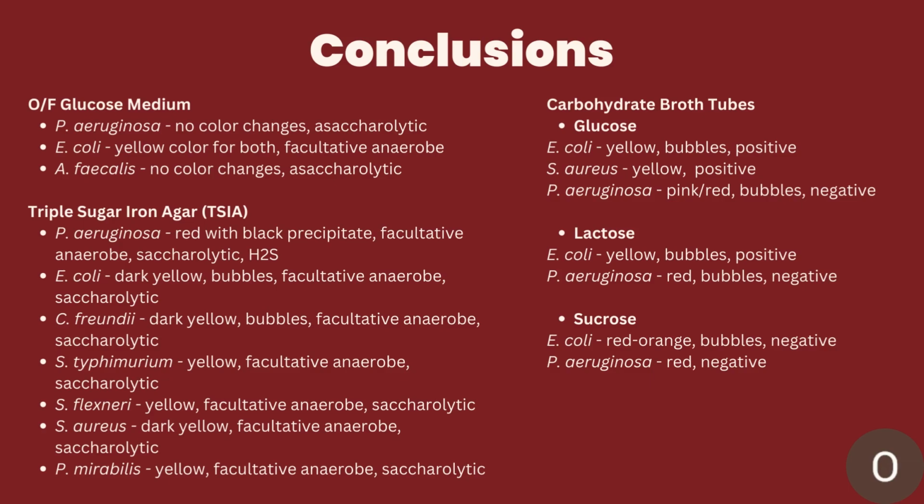For the lactose test, E. coli turned yellow, so this was a positive for the lactose carbohydrate. P. aeruginosa was red, this was negative. And finally, for the sucrose tests, E. coli and P. aeruginosa both were red, so they were both negative tests.